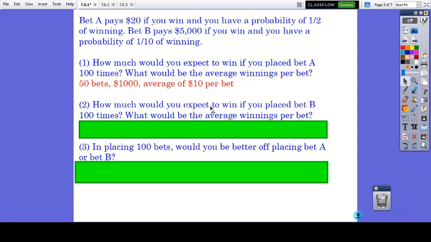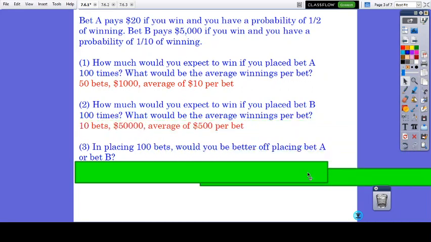How much would you expect to win if you place bet B 100 times? So you're going to win 1/10 of the time. You're only going to win 10 times out of these 100 times that you play. $5,000 times 10 gives you $50,000. That's going to average out to $5,000 that you win every 10 plays, so $500 per bet.